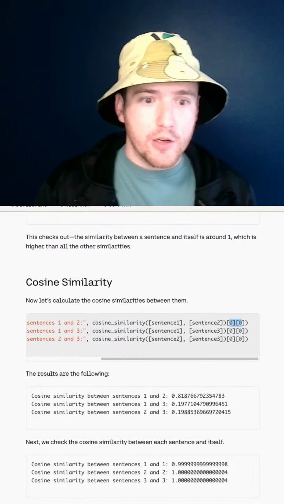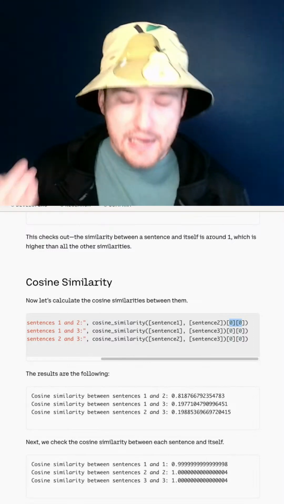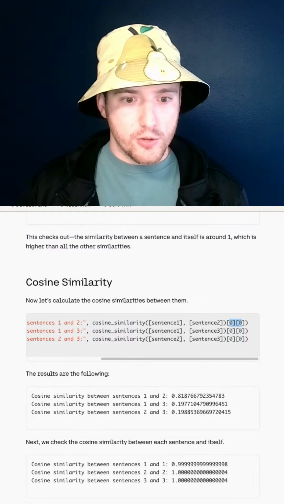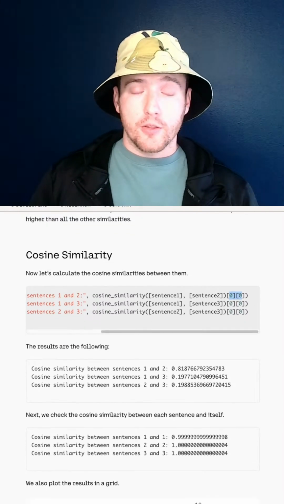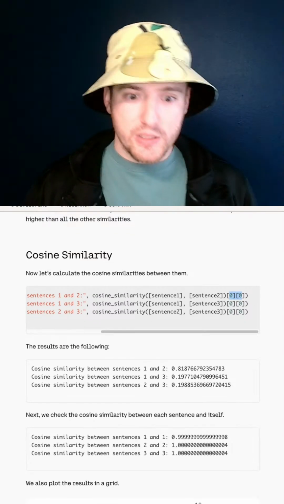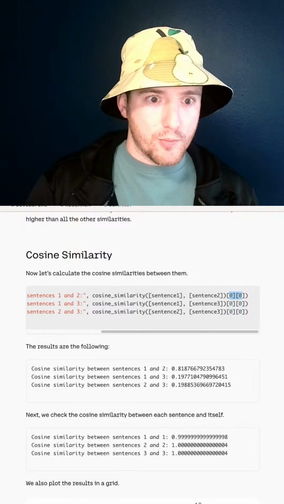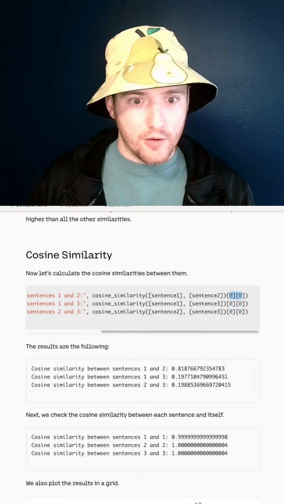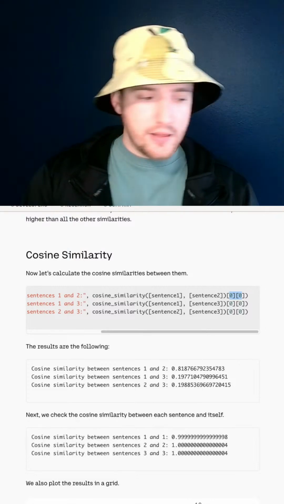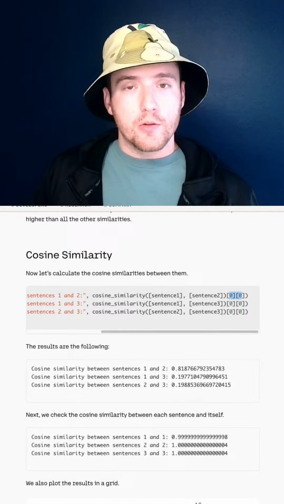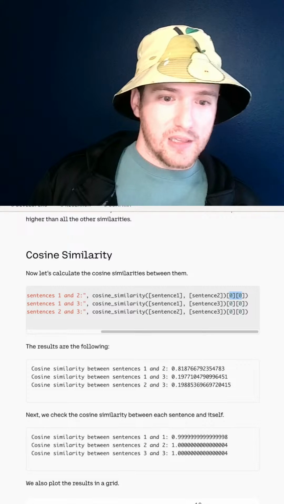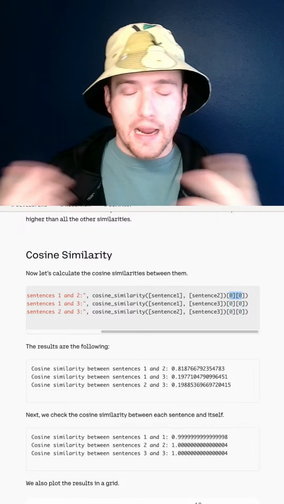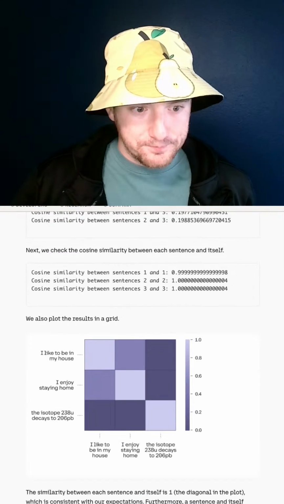The cosine similarity between sentences 1 and 2, again, is 82%, and the other two is 20%. So if we check the cosine similarity versus the sentences themselves, we get the same exact result, 100%. A sentence is going to match to itself. So we see that the cosine and the dot product similarities are going to give us nearly the exact same results. While the numbers may slightly differ, the context, the outcome is exactly the same.